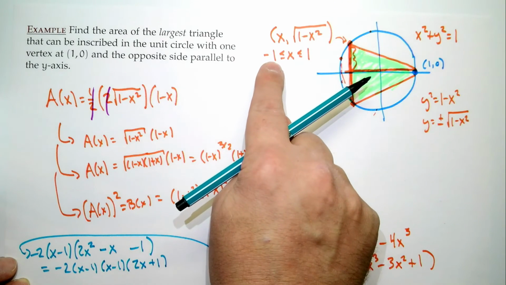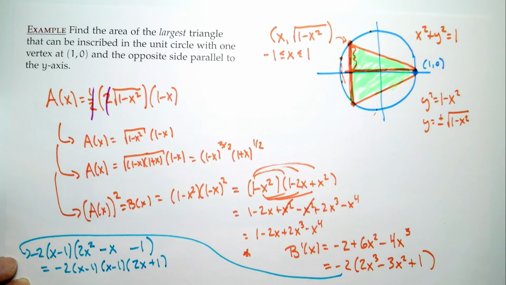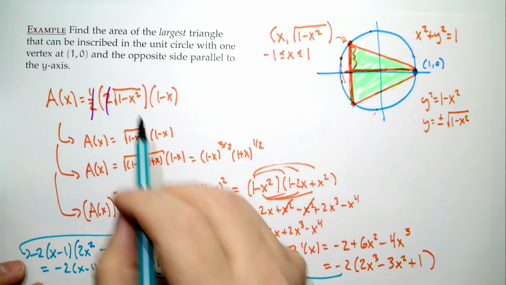x equals negative 1, for the same reason, is not going to work. So what's the only candidate left? x equals negative 1/2. Now, is that our answer? No. It's not the answer. What do we need to find? What's our final answer going to consist of?